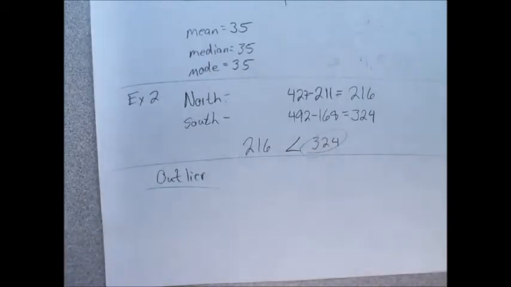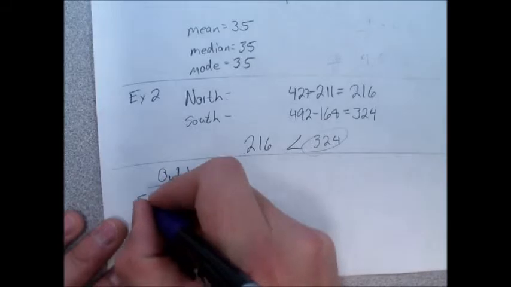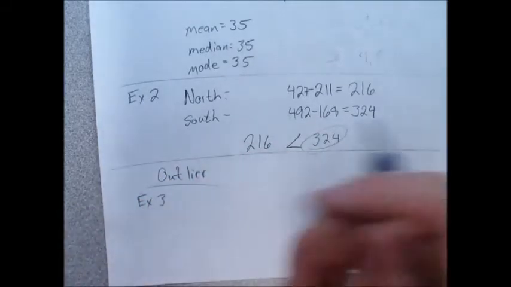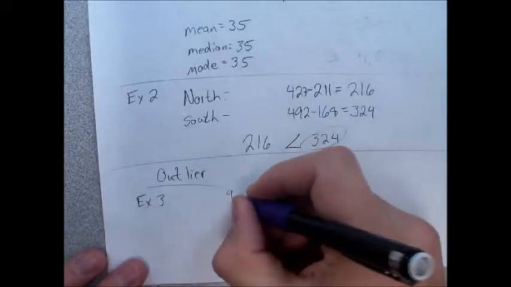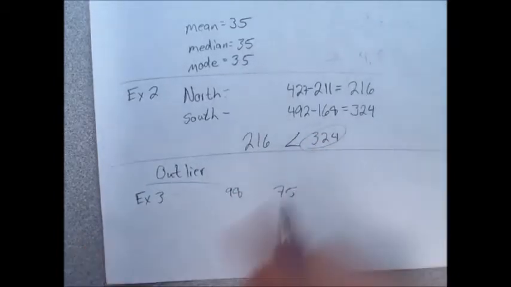Okay? So in example 3, we're going to identify an outlier, if there is one. The following data shows the high temperatures in degrees Fahrenheit for the first 15 days in July for Seattle, Washington. Look at that set of numbers. Okay, what is the biggest number? 98. I will give you this. An outlier is always going to be the biggest number or the smallest number. Okay? What is the smallest number? And you can have more than one outlier.